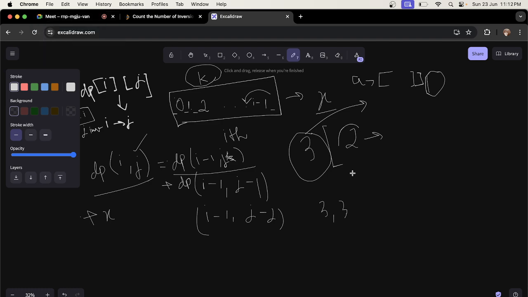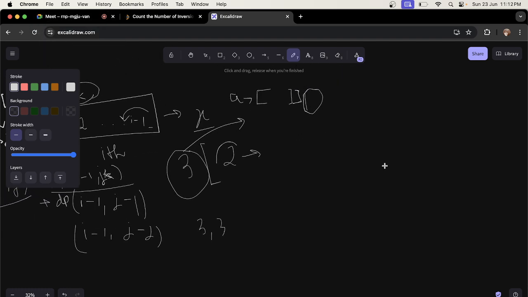Let's take an example. Let's say that there are two permutations. The permutations are 1 comma 0 and the second permutation is 2 comma 0. So in both the cases the number of inversions is 1, right?